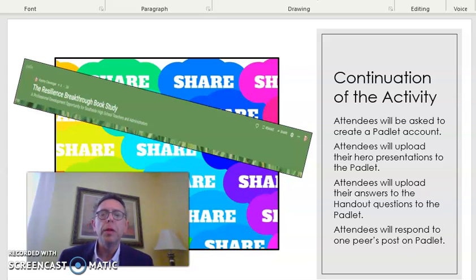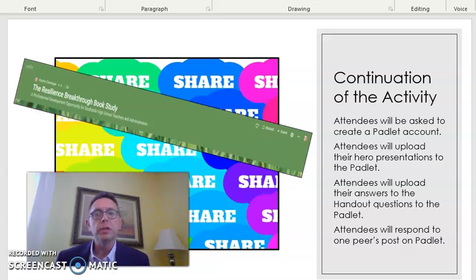Attendees would also upload their answers to the questions from the handout, and that way we get a sense of what everyone's thinking concerning the various parts of resilience that were questioned there in the handout. And attendees would then respond to one peer's post on the Padlet. So that gives a virtual, asynchronous discussion to continue the process as they continue to read.